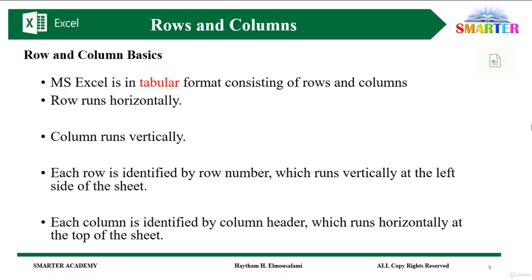Microsoft Excel is in tabular format, consists of rows and columns. Rows run horizontally and columns run vertically. Each row is identified by a row number, which runs vertically at the left side of the sheet. On the other hand, each column is defined by a column header, which runs horizontally at the top of the sheet. Let's go more practically to Microsoft Excel.